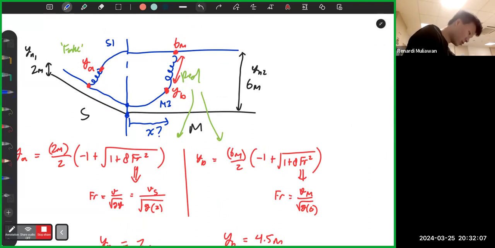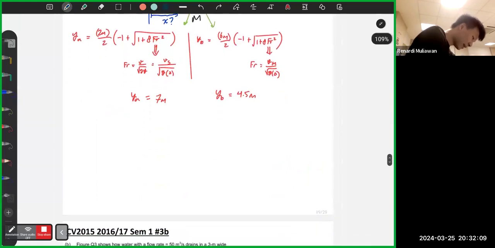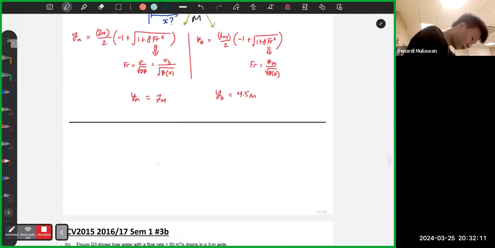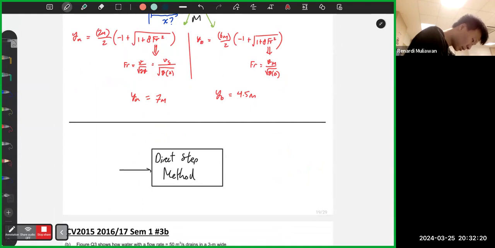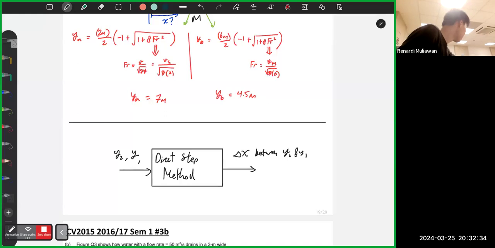Okay, so again, for the direct step method, your input is the flow rate, Y2, and Y1. Your output is your distance between Y2 and Y1. Okay, I'll let you know the input and output first.